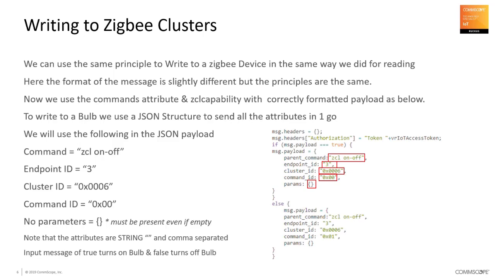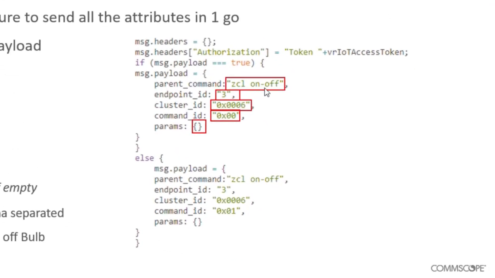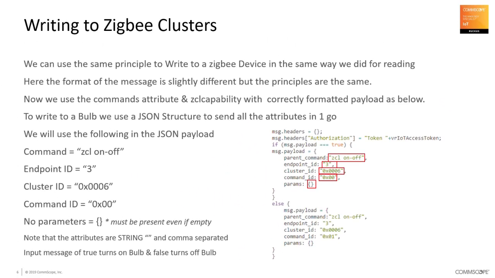And this is basically what the command would look like. So we format a message, we give it the command ZCL on off, we give it the endpoint ID, the cluster ID, the command ID, and the parameters. And when we format all of that together and we send that to the IoT controller, the IoT controller will use that information using the Zigbee cluster and the Zigbee commands and turn the light bulb on directly.